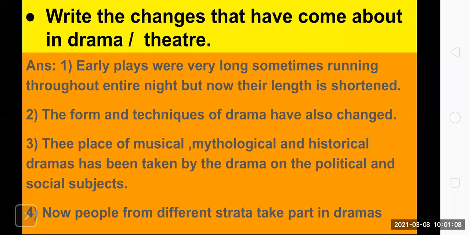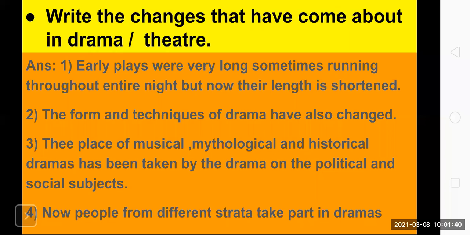Next one. Write the changes that have come about in drama or theater. Now we have to write different types of changes. What changes have we seen in dramas and theaters? Earlier the plays were very long, sometimes running throughout the entire night, but now their length is shortened. This is the first change.